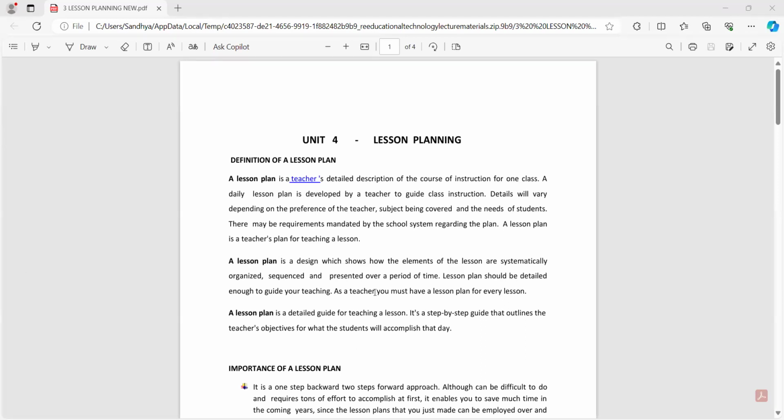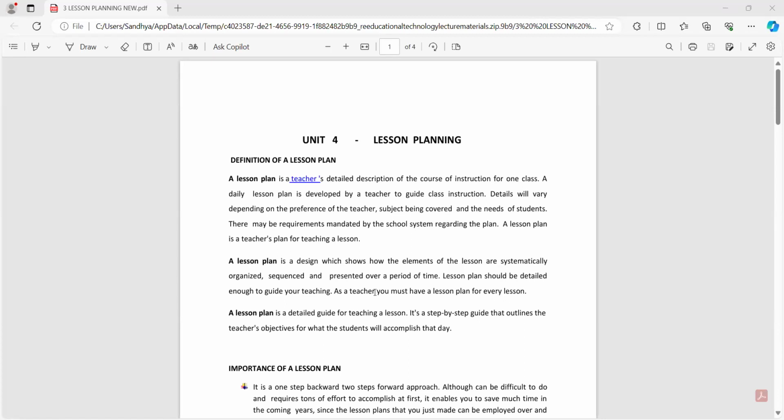Did you read the definitions of lesson planning? Hello? Hello? Yeah. So what is told about lesson planning? What is a lesson plan?